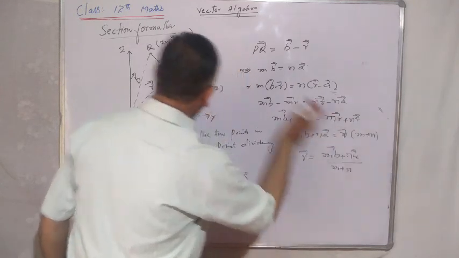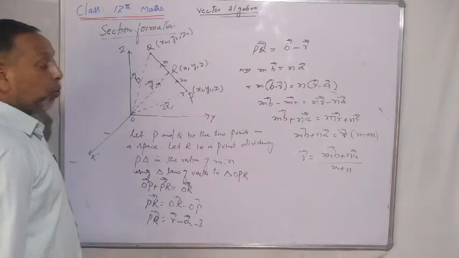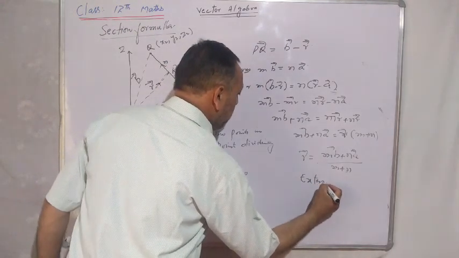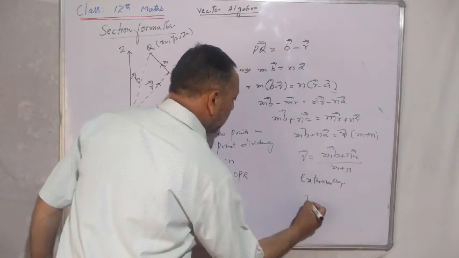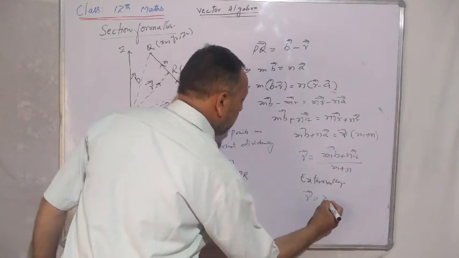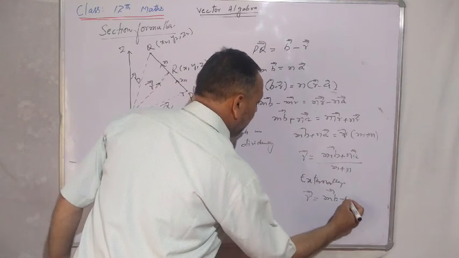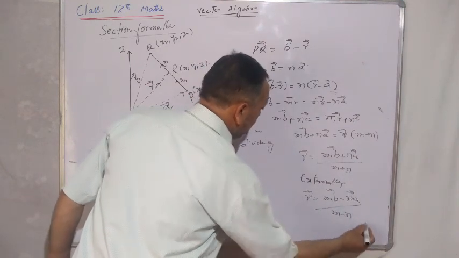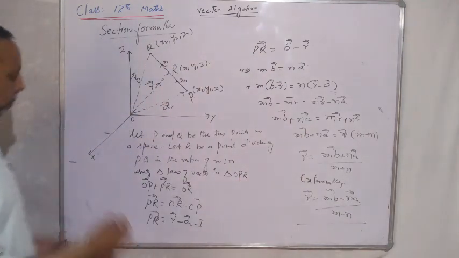This is when r divides pq internally, and if it divides externally, then this r will be equal to (mb minus na) divided by (m minus n). This is our section formula.